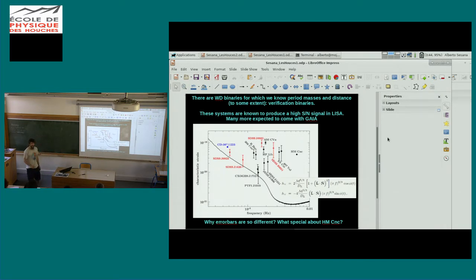But before starting, I was pointed out yesterday that, of course, I have to say my fair amount of bullshit. Can I say bullshit? Yeah. In my lecture, when we talked about the verification binaries yesterday, I messed up a couple of systems. I essentially messed up HM Cancri with AM CVn, right? This was the system I was talking about for which we know essentially everything. And instead, in fact, it has a very small error bar. This system doesn't have an error bar because we don't know what it is, essentially. So just to point out that the system we're referring to is AM CVn, not HM Cancri.